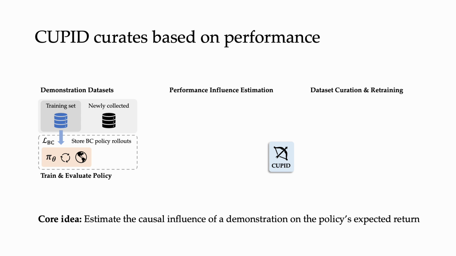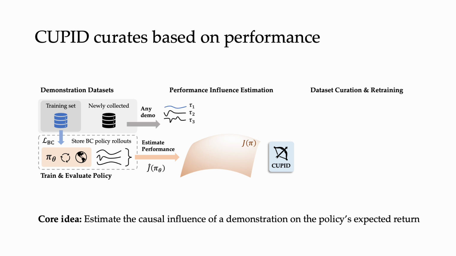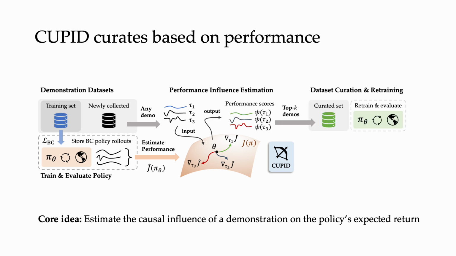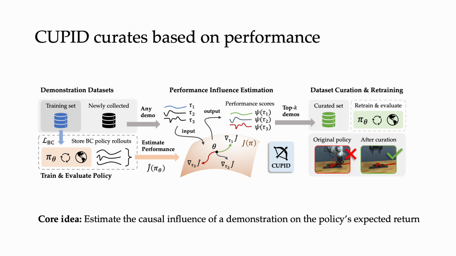After training a BC policy, CUPID starts by estimating the policy's expected return from a set of closed-loop rollouts. Next, given any demonstration, such as one from the training set or a newly collected set, CUPID assigns a score to the demo based on its estimated causal influence on the policy's expected return. Finally, CUPID ranks demonstrations based on their performance influence and selects the top K, resulting in a dataset that most strongly contributes to policy success.